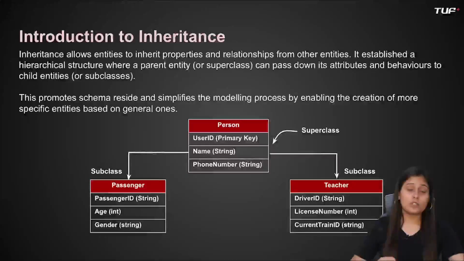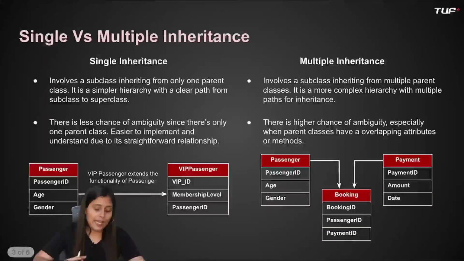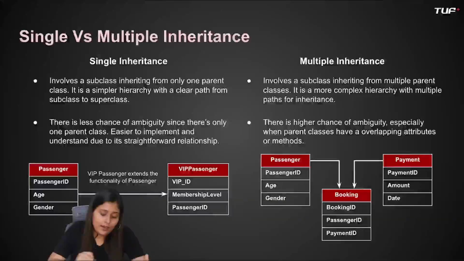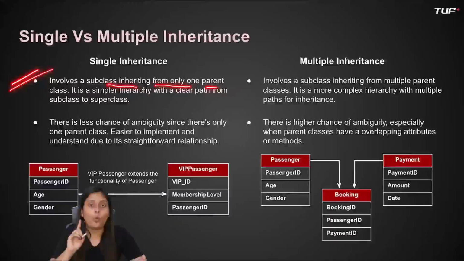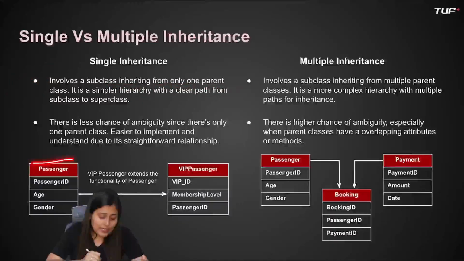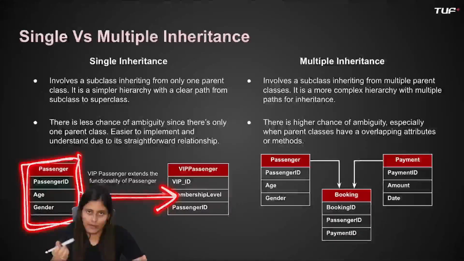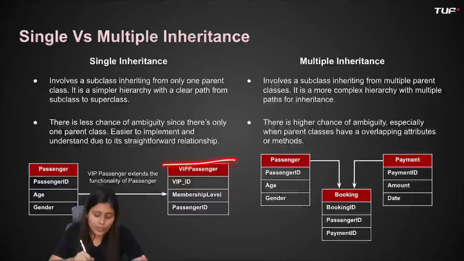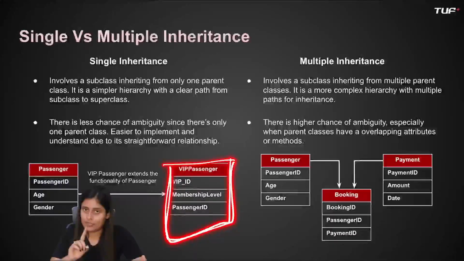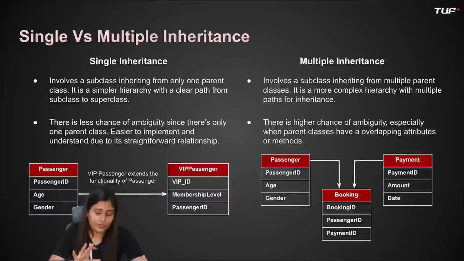So this is what inheritance means, what it looks like, and why it is so important. Next is single versus multiple inheritance. Single inheritance involves a subclass inheriting from only one parent. So one child class has only one parent, either mother or father, let's suppose, and it inherits all the properties of the mother itself or of the father itself. This is the example of single inheritance.